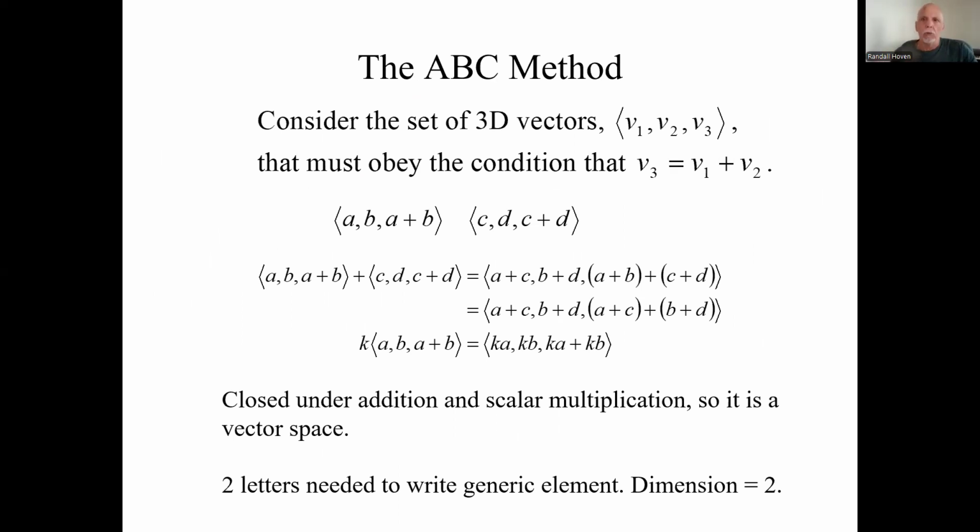You're given real examples. One little trick I'll call the ABC method. I think other people call it that as well. Let's say here's your set. It's a three-dimensional vector, but it has to obey this little rule that the third element equals the sum of the first two elements.